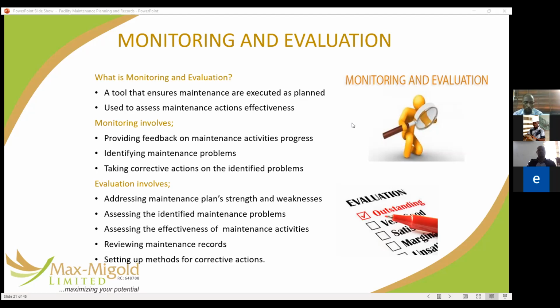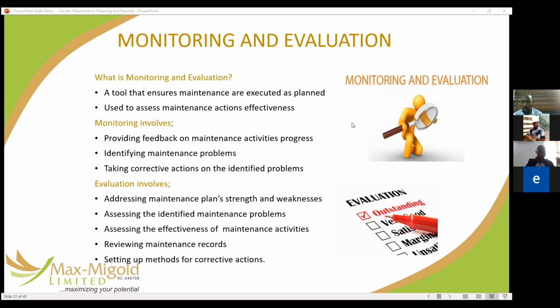Then when you evaluate, evaluation addresses the maintenance plan's strengths and weaknesses. So when you conduct a maintenance plan, you know, is this maintenance plan actually solving the maintenance problem that you have? Or is it actually giving the equipment the required maintenance activity? Then if it is not, where are the areas of weakness so that you can quickly remedy it before the next maintenance task is performed? Then it also helps you to assess and identify maintenance problems. It also helps you to assess the effectiveness of a maintenance activity.